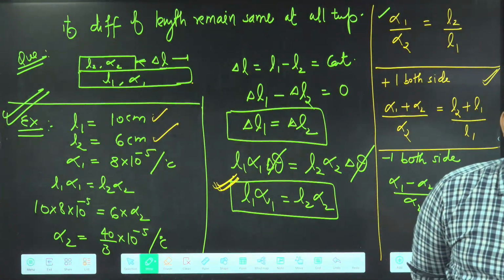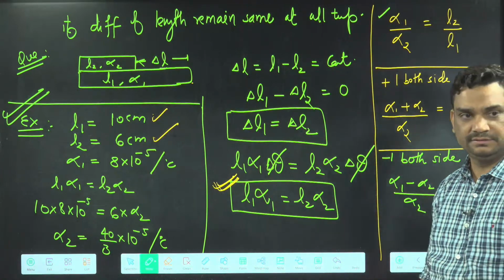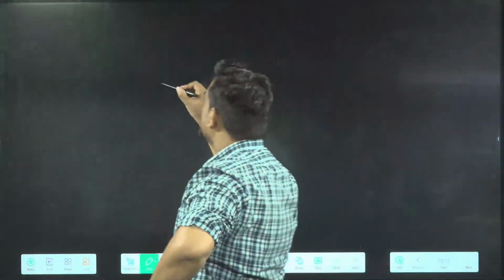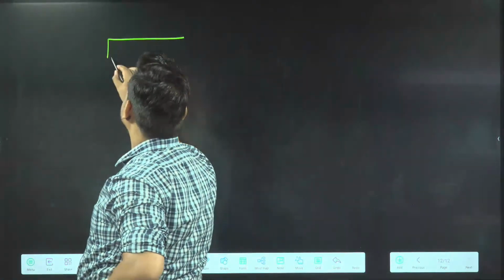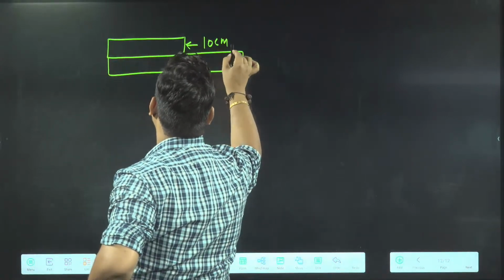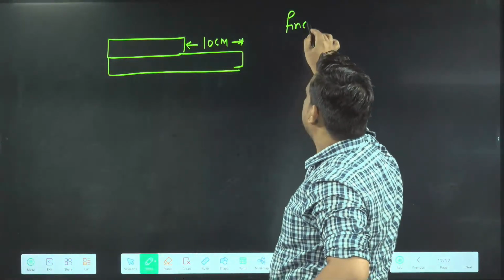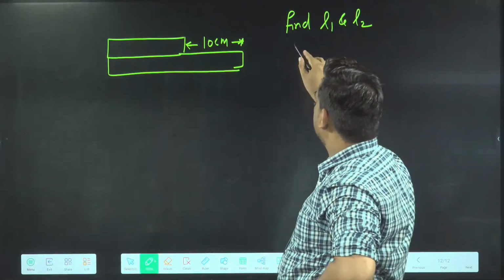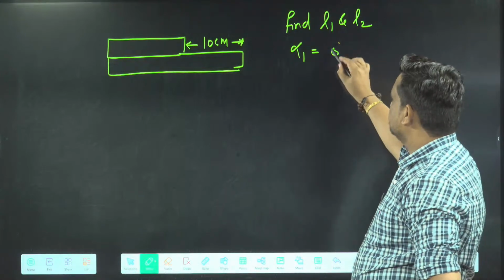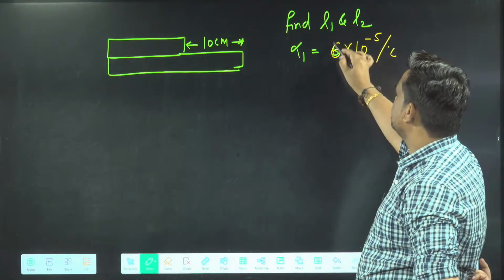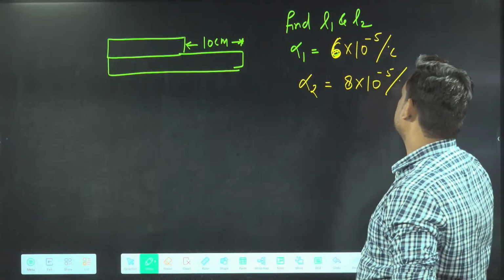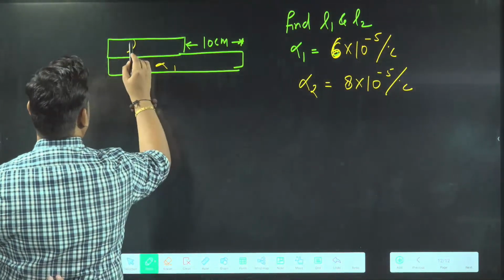So one question I am giving for homework, you will try. Half the question I will solve. Listen, they will give the same thing: the difference of length is 10 centimeter. Find L1 and L2. They have given alpha 1 equal to, suppose, 6 into 10 power minus 5 per degree Celsius, and alpha 2 is 8 into 10 power minus 5 per degree Celsius. This is L1 alpha 1, this is L2 alpha 2.